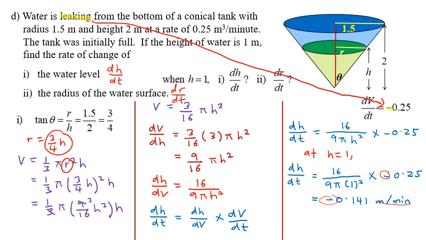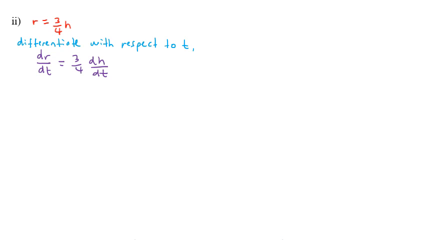Okay, next we want to find the second question, that is dr/dt. So how do we find dr/dt? Very simple actually for this one. We will use the relation from tangent theta, that is r over h equals 3 over 4, so r equals 3 over 4 h. And then what we will do is very simple, we will differentiate with respect to t. So dr will become dr/dt, h also will become dh/dt. That is like this one. Okay, very simple.